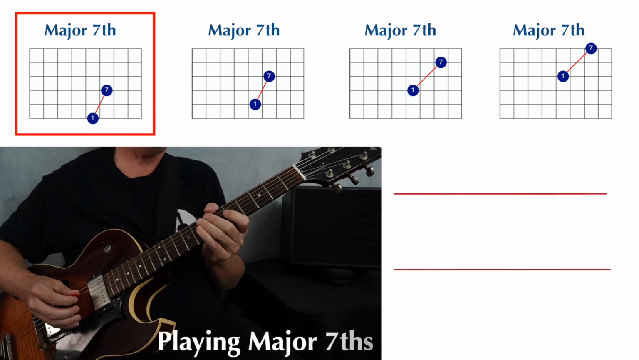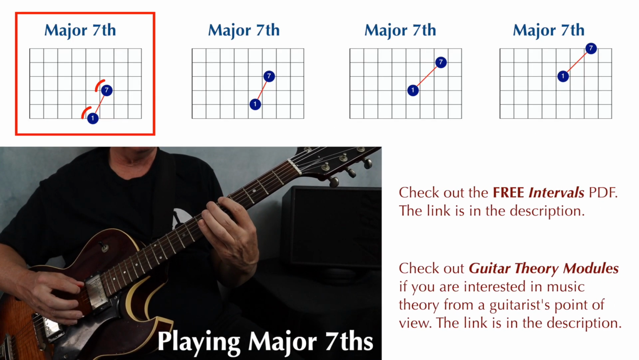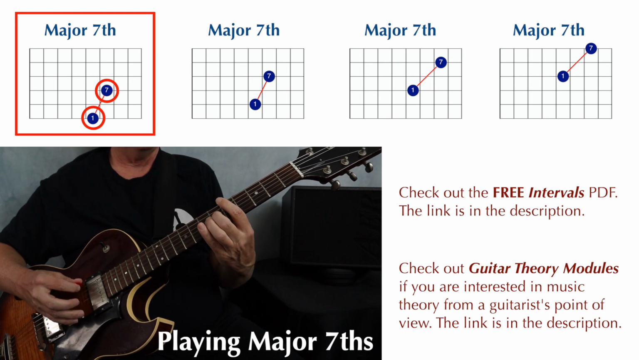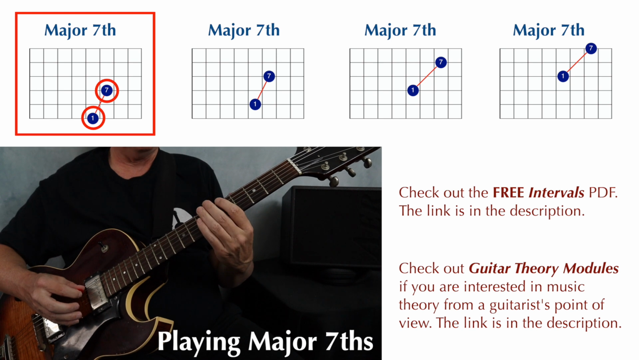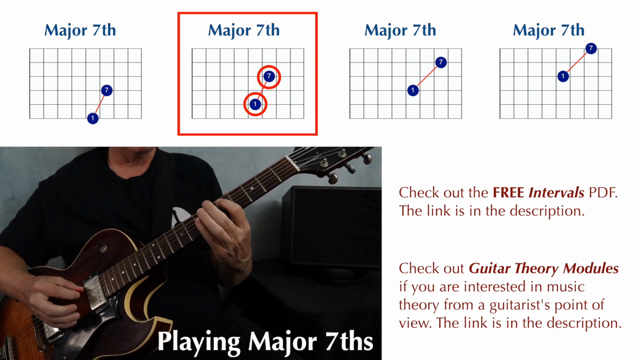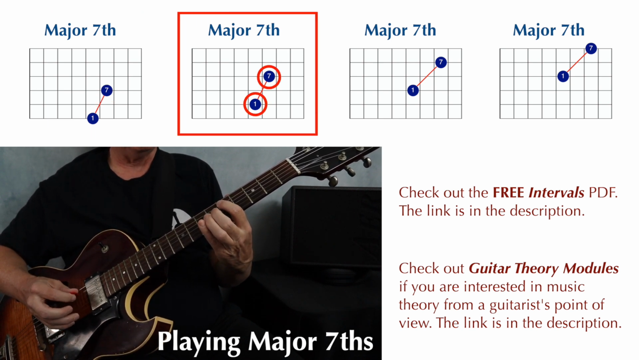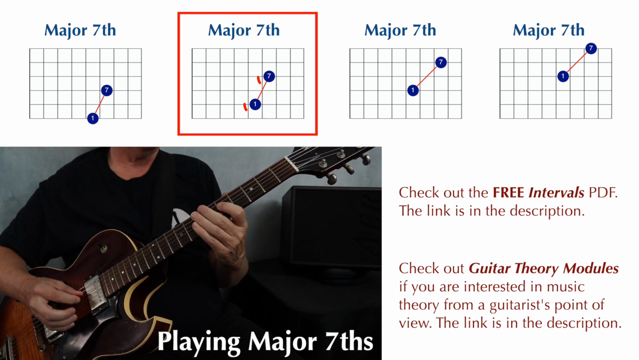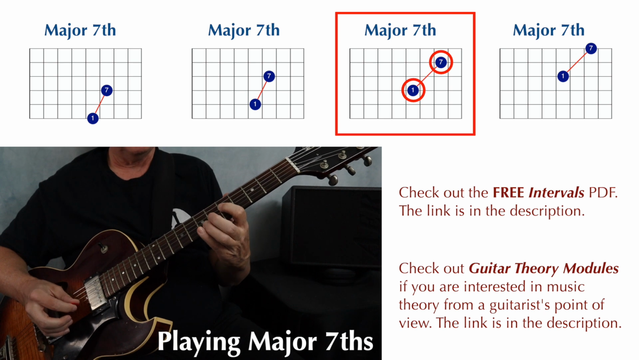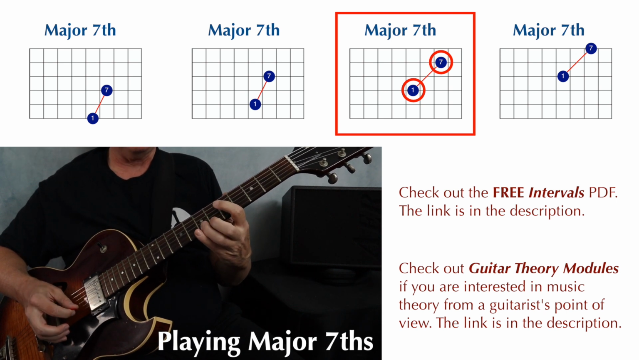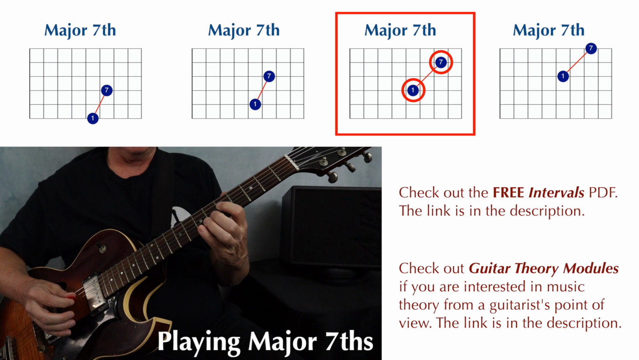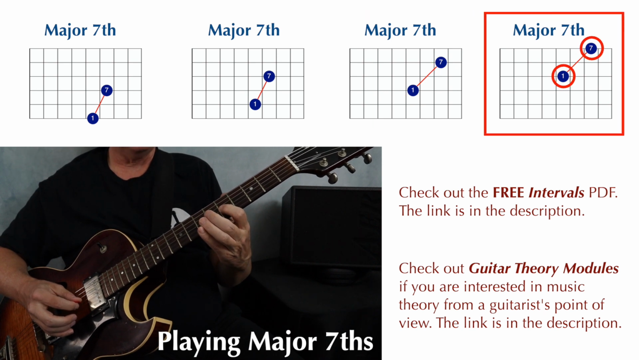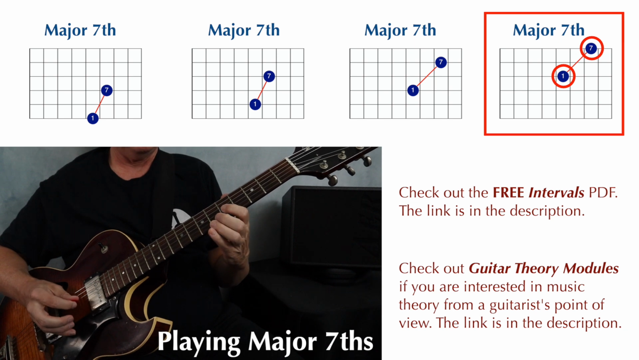Here's how you can play a major seventh moving between strings 6 and 4. So the notes are 2 strings apart, but just 1 fret distance. Between strings 5 and 3, same, 1 fret distance. Strings 4 and 2, 2 frets distance now, because of the way the guitar is tuned. And strings 3 and 1, same, 2 frets distance.